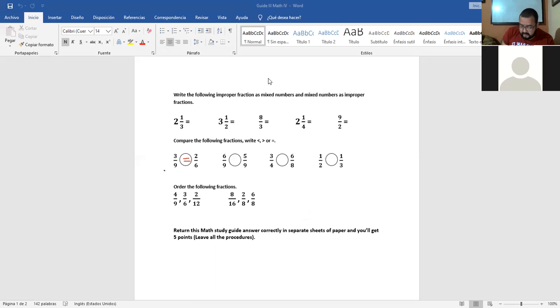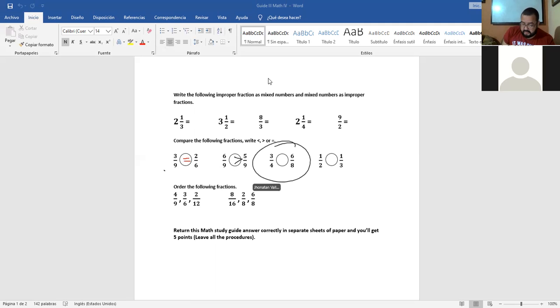Let's do this example now. Here we don't have to draw anything because here we have a 9 and here we have a 9. We can compare without drawing. Which is greater, 6 or 5? 6 is greater than 5, right? So we write here 6 9s is greater than 5 9s.